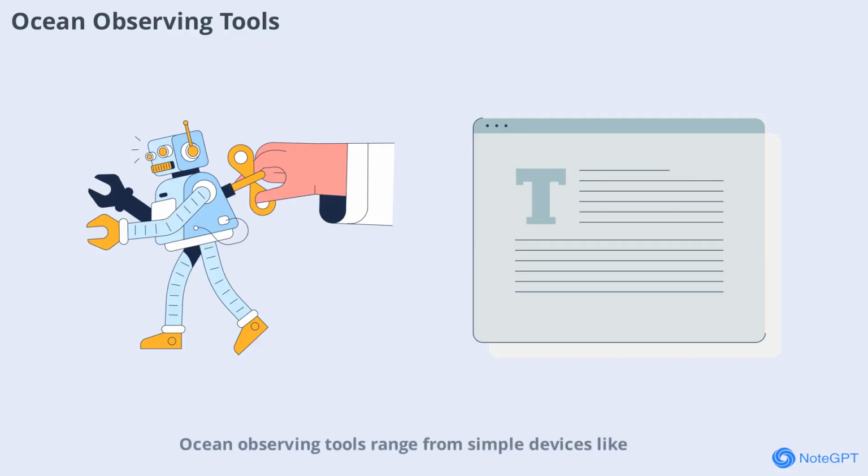Ocean observing tools range from simple devices like cloud cards to advanced technologies like satellites and sonar. Each tool is designed for specific tasks, such as measuring currents, mapping the seafloor, or monitoring water quality. Some tools work best in certain environments. For example, some can't operate efficiently on rocky bottoms. The development and use of these tools have revolutionized our understanding of the ocean, enabling real-time data collection and global monitoring.